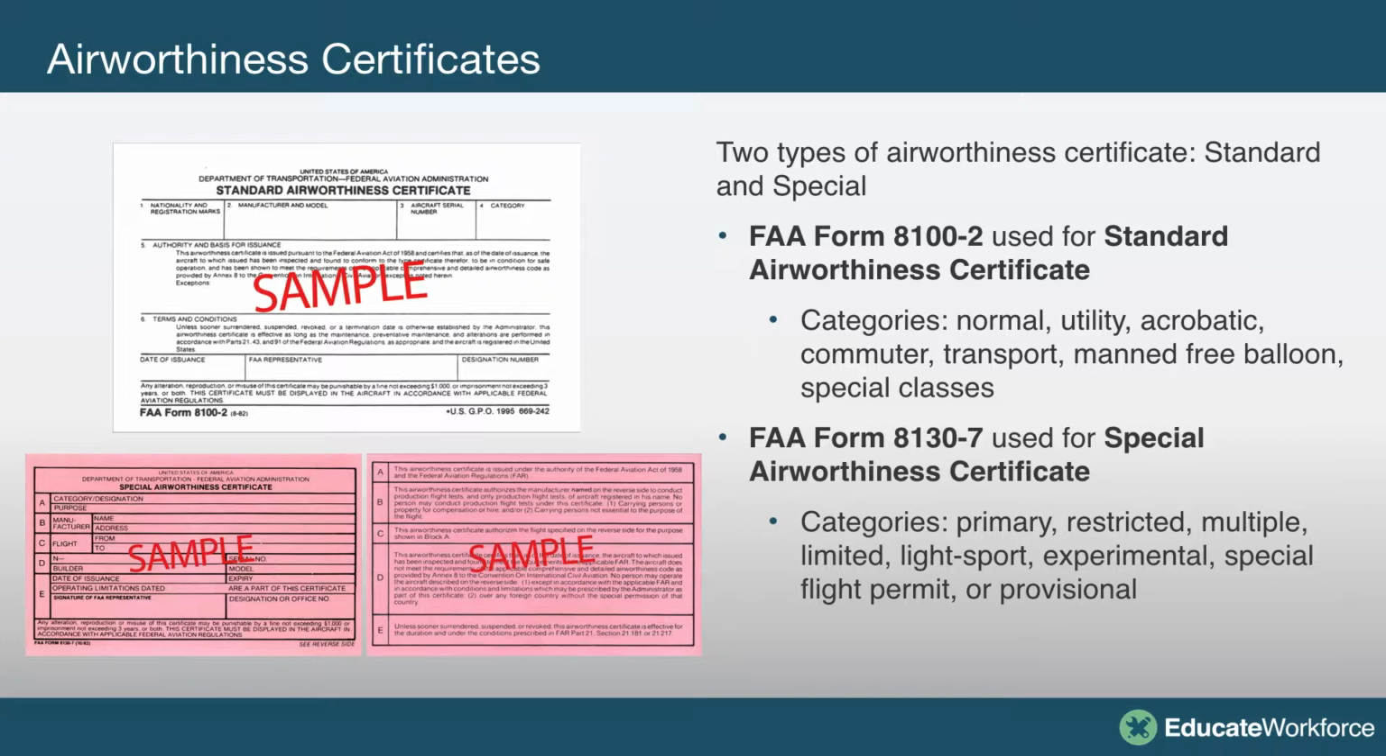On the other hand, for a special airworthiness certificate, you'd use the Form 8130-7. The categories are going to be primary, restricted, multiple, limited, light sport, experimental, special flight permit, or provisional.